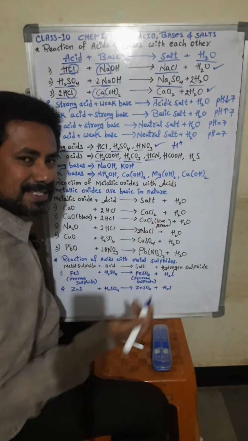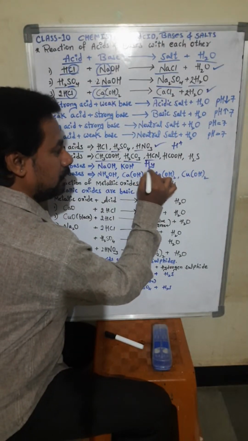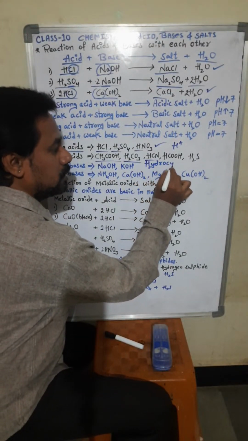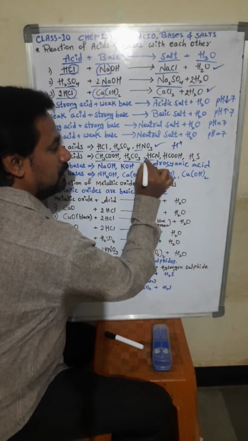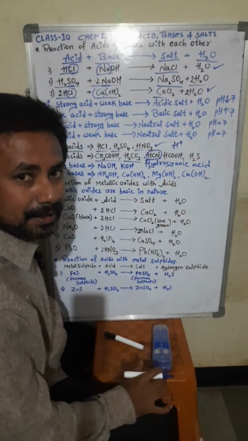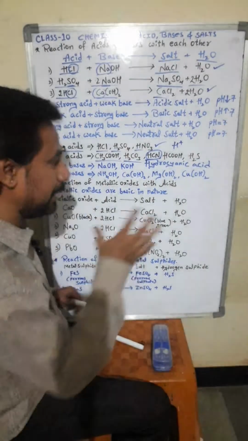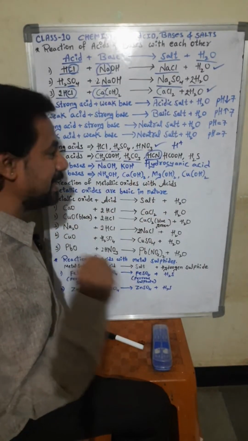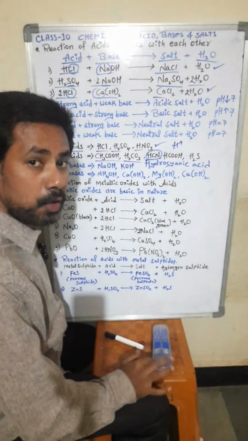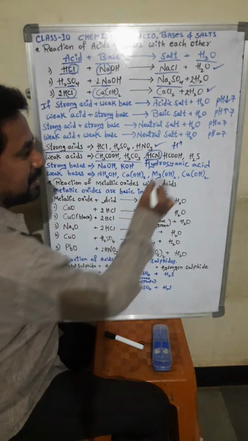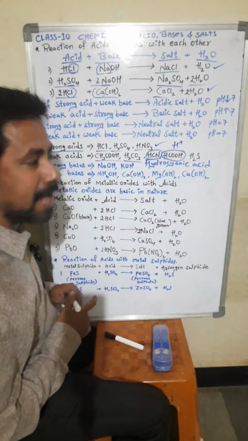HCN. What is HCN? Hydrocyanic acid. Which one? This one. HCN. Capital H, capital C, capital N. Hydrogen, carbon, nitrogen are combined. Hydrocyanic acid. HCOOH. What is HCOOH, students? So this is formic acid. What is this? Formic acid.